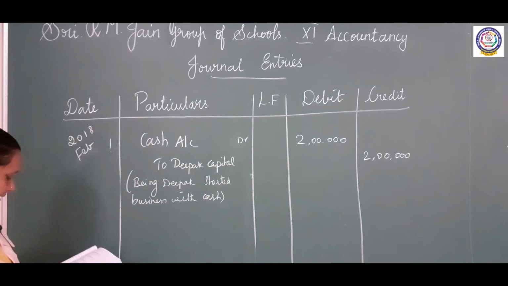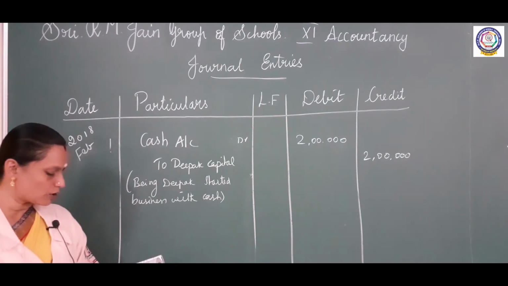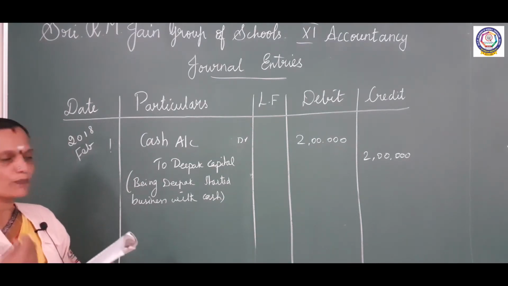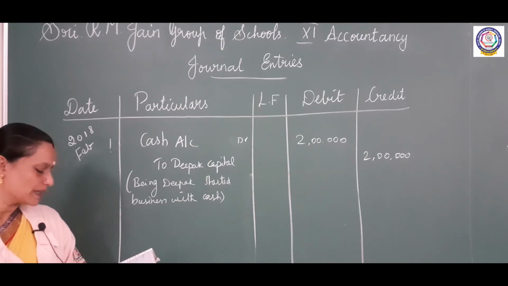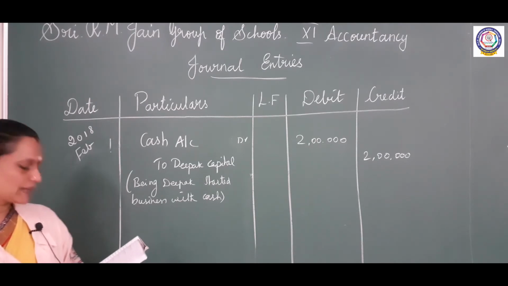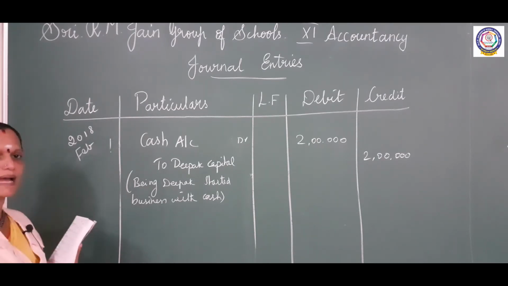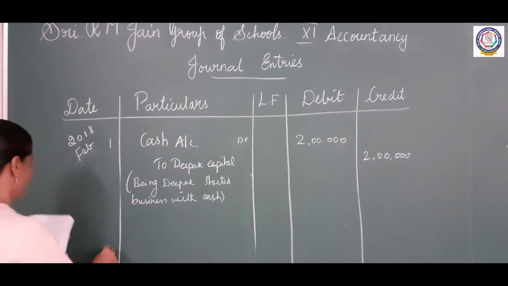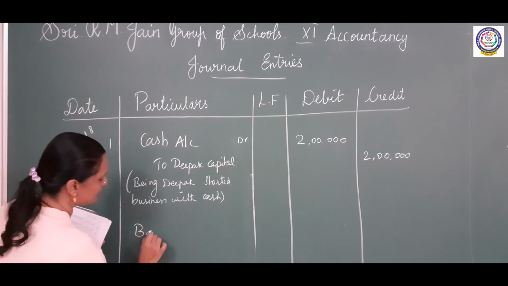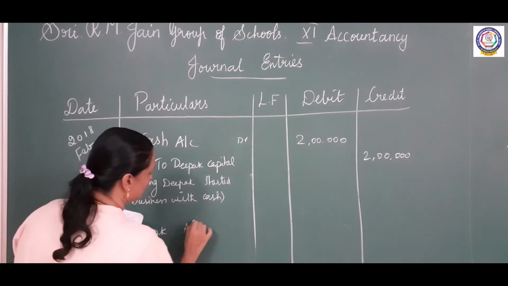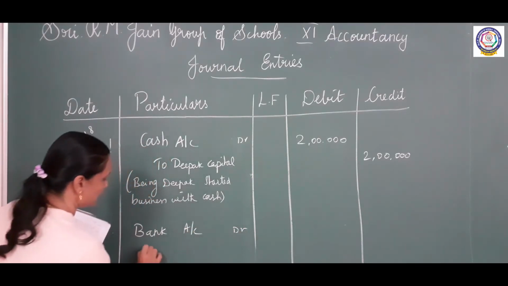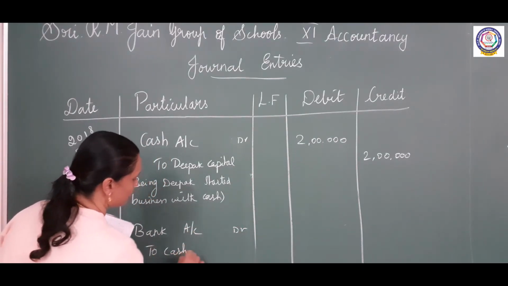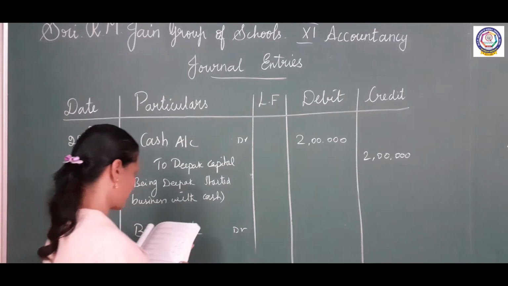Okay, and then next, opened a bank account by depositing cash. He is opening a bank account. Okay, so how is he doing? He is opening the bank account, in the sense bank account to cash account. So bank is the receiver, isn't it? Bank account debit to cash. How much? 1 lakh.